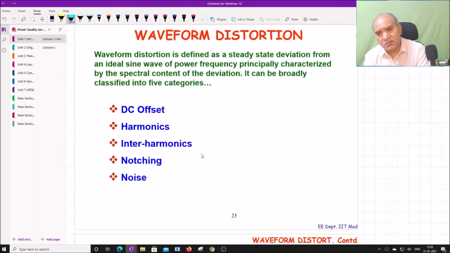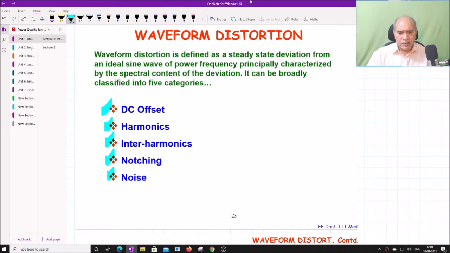The next point was the waveform distortion. The waveform distortion can be further categorized by these parameters, like DC offset. You can think of DC offset. Then in terms of the harmonics, then we have interharmonics, notching and noise. There still could be many more, but we are talking here about very important parameters.